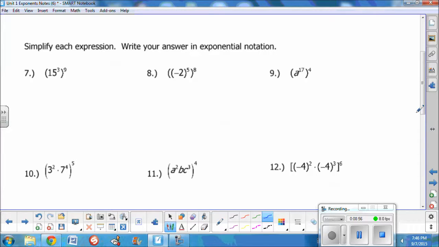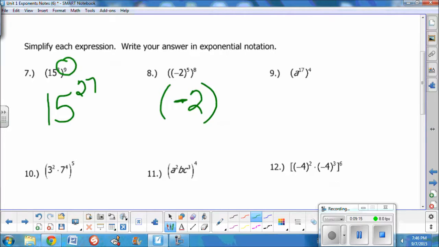So this first one should be fairly simple. Okay, 15 to the 3rd to the 9th, keep the base, power to a power, 3rd raised again to the 9th, you multiply. This next one, what's the base? -2, but we have -2 to the 5th, raised again to the 8th, a power to a power, multiply. So 5 times 8 is 40, -2 to the 40th. Number 9, keep the base, 17 times 4, 68.